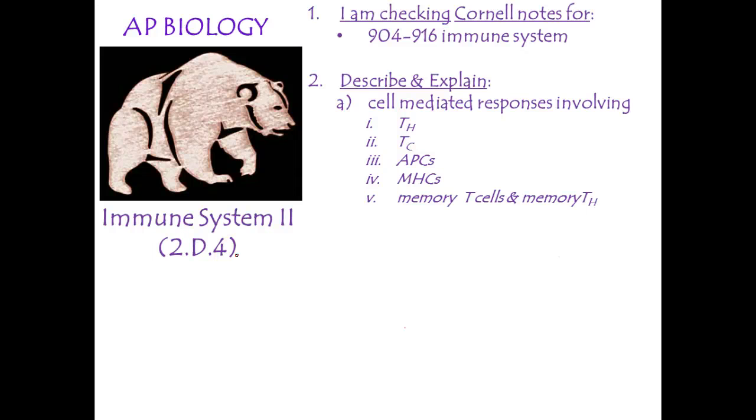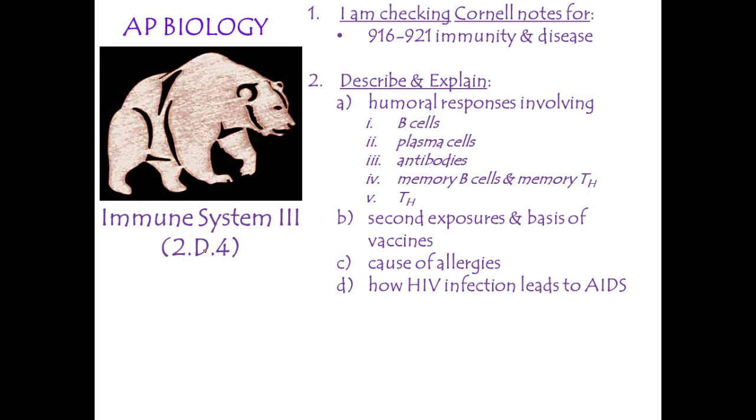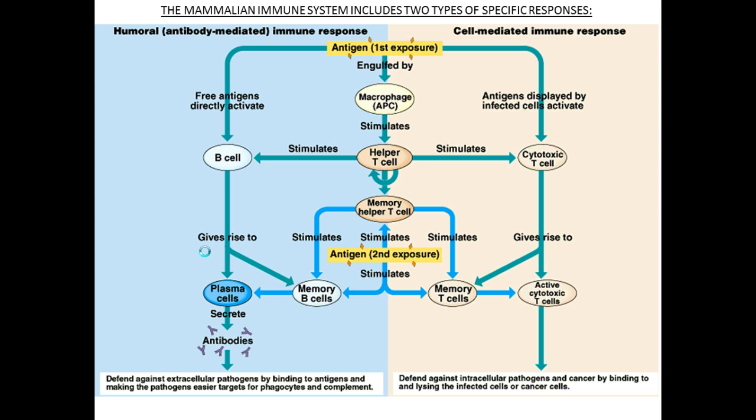Hello, AP Bio, and this screencast is going to be about the humoral response. The humoral response involves the B cells, and B cells are giving rise to plasma cells and memory cells, and the role the helper T cell plays. We'll further explore why there's a quicker response when you're exposed a second time, and the basis of vaccines and AIDS.